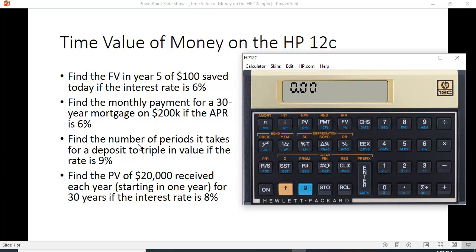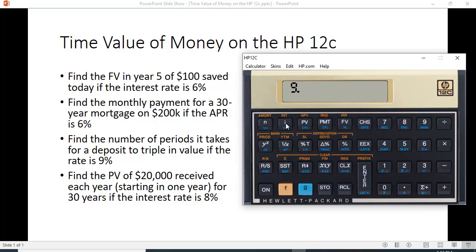All right, so let me clear this one, and let's do another calculation here. Let's find the number of periods it takes for a deposit to triple in value if the rate is 9%. Now, we're trying to solve for N. We don't know what that is. We know what the interest rate is. You're given the interest rate. Make sure you clear your workspace.